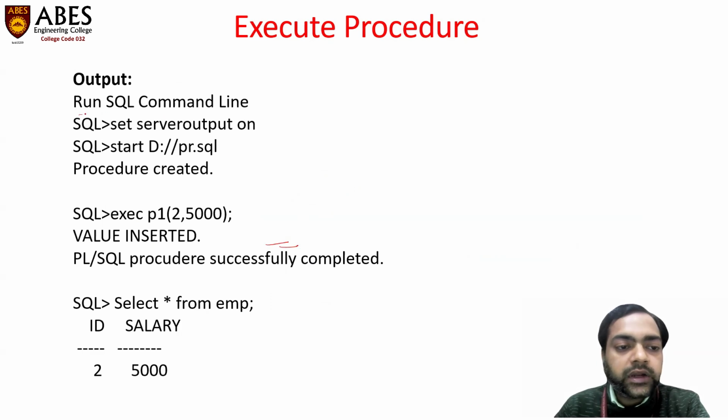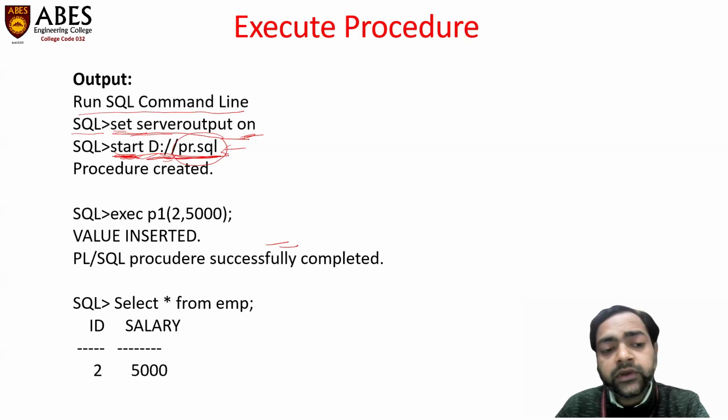How will it be run? So we run SQL command line, and after SQL command line, we need to start with set serveroutput on. So we need to provide this line, set serveroutput on. In this way, we start our server for creating the procedures and working on the procedures. After that, we need to execute this particular program which we have created here and stored here. So we need to provide the keyword start, and then the path name where we have stored this program, right?